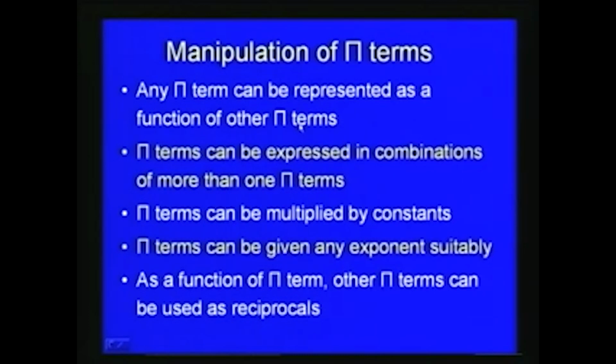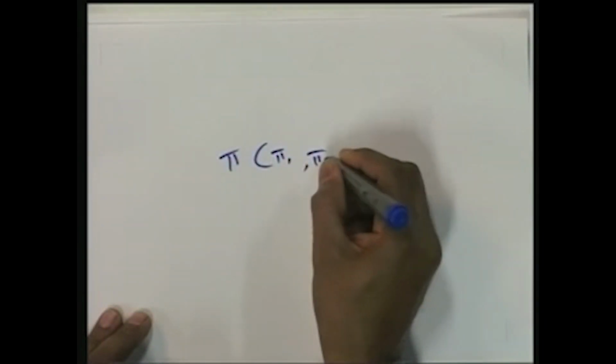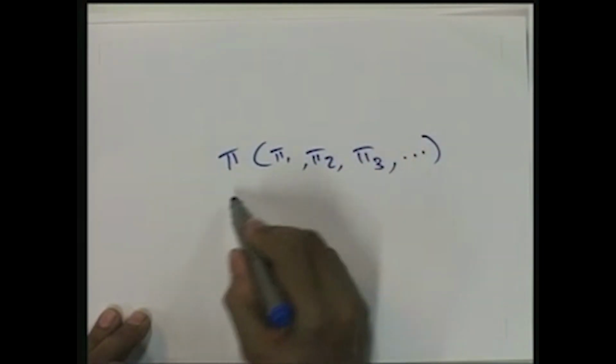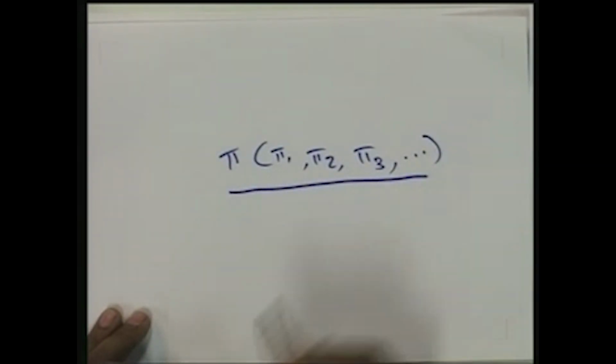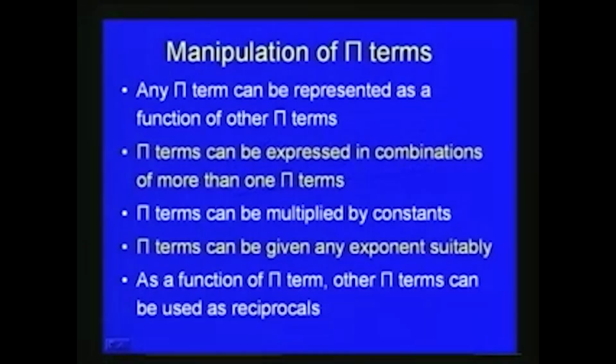So we have represented the pi terms as pi 1, pi 2, pi 3, etc. Out of this number of pi terms, we can represent each with respect to other pi terms. So any pi term can be represented as a function of other pi terms, and the pi terms can be expressed in combinations of more than one pi term. So this is also possible.